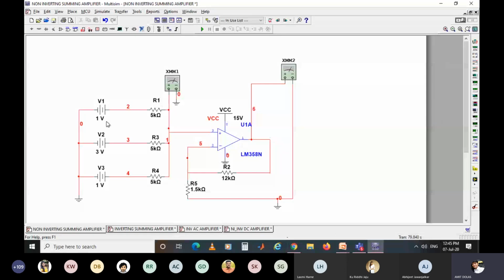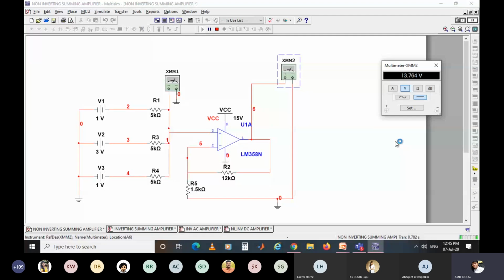What is expected here? Now input V1 is 1 volt, V2 is 3 volt, V3 is 1 volt. Addition of this is 5, and the gain we calculated is equal to 3. So 5 multiplied by 3, the expected output on the voltmeter will be 15 volt. Let's run this and see. Oh, it is not 15.